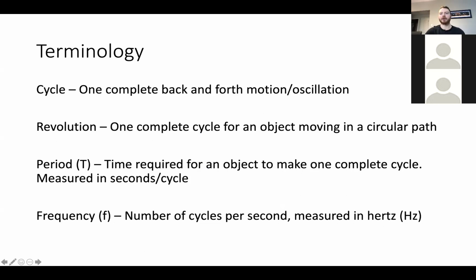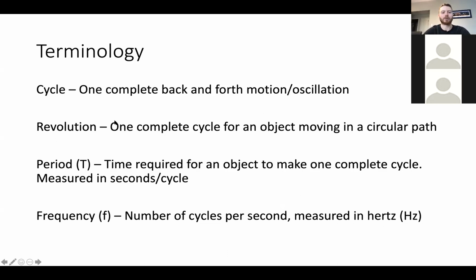Okay, so we're going to get into some terminology right now. So one cycle is the time it takes for something to make one complete back and forth oscillation. So if I'm talking about my hand, and this is where its point is, this is where it starts. If it goes down, up, and then back to its starting point, that is one cycle. Okay, so if we're doing a circle, if this is the starting point right here, that is one cycle.